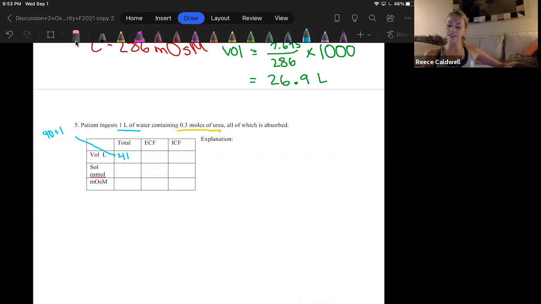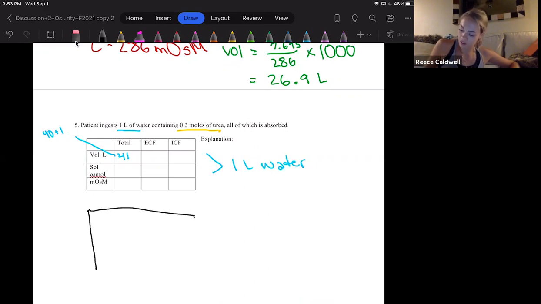And then since we're looking at 1 liter of water and 0.3 moles of urea, we're going to first just look at what happens when they consume 1 liter of water. We're going to create a second chart to show what happens when they consume that 0.3 moles of urea.